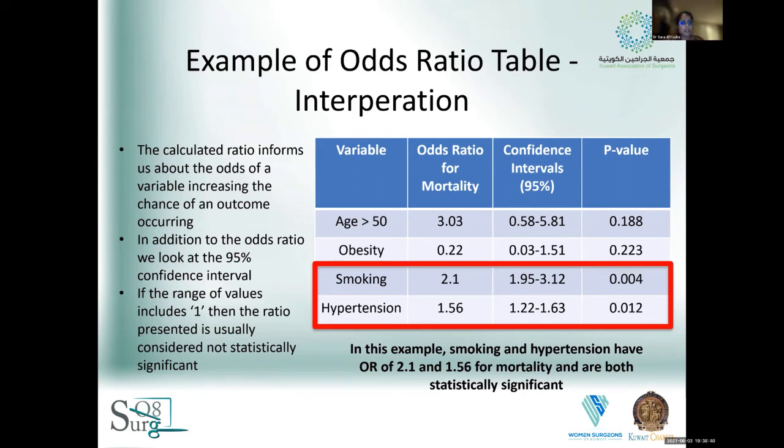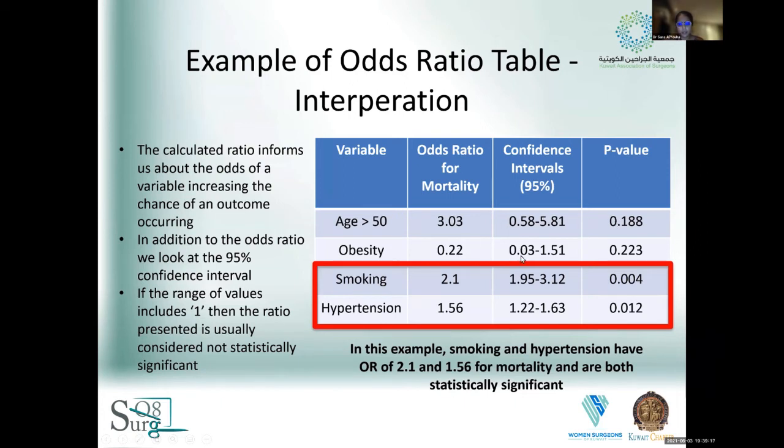However, we can't just look at odds ratios without confidence intervals. So the next column is always the 95% confidence intervals, and these are the range of values above and below the mean. So here's the rule for ratios. If that interval contains the number 1, then it's not statistically significant. So in this example, for age above 50, the odds ratio was 3.03, but the confidence interval is between 0.58 and 5.81. So the number 1 is included in that range, so the p-value usually is not significant.